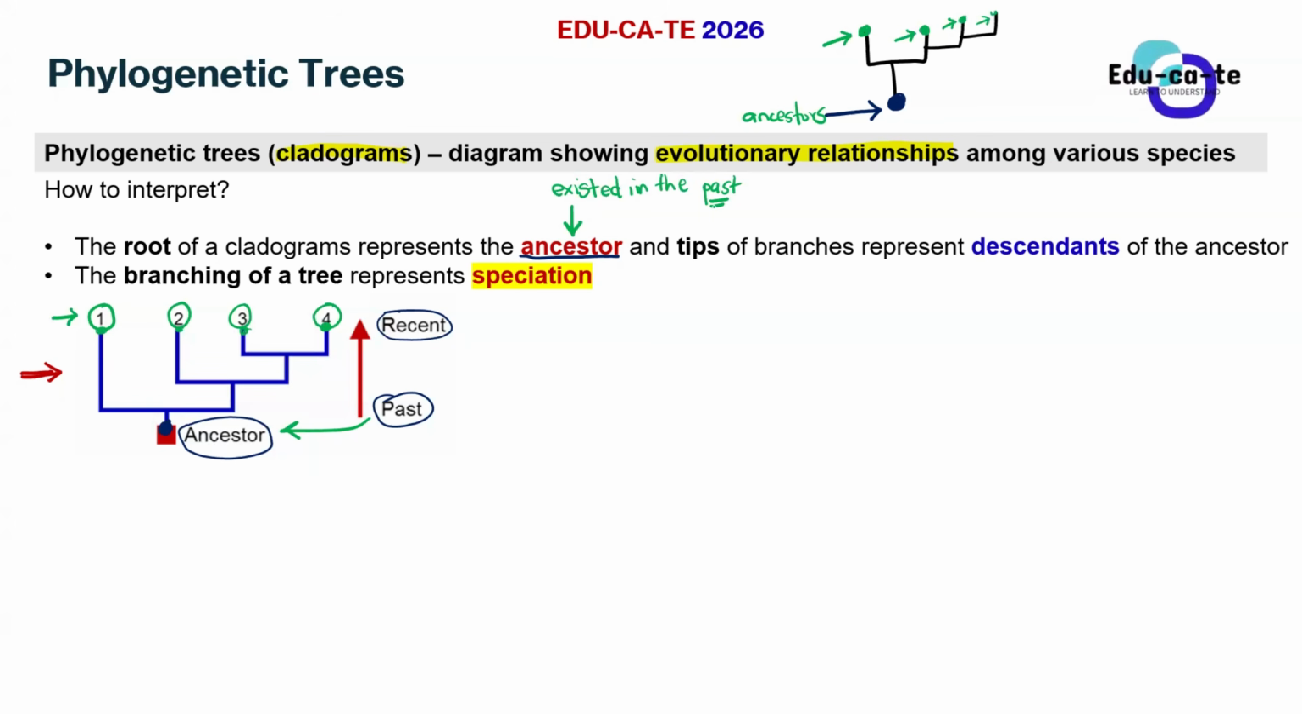Now that ancestor that existed in the olden times later on developed some descendants. The descendants are the children, or these are the present organisms or the recent organisms that came from the ancestor. All right, I repeat again for the last time: the root where the phylogenetic tree begins is the old species, the one that existed in the past.